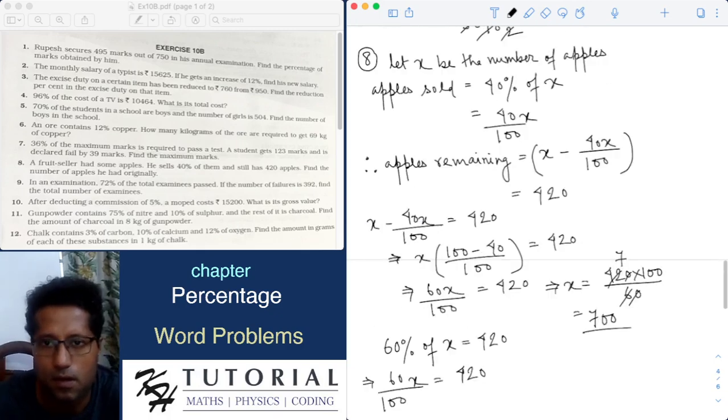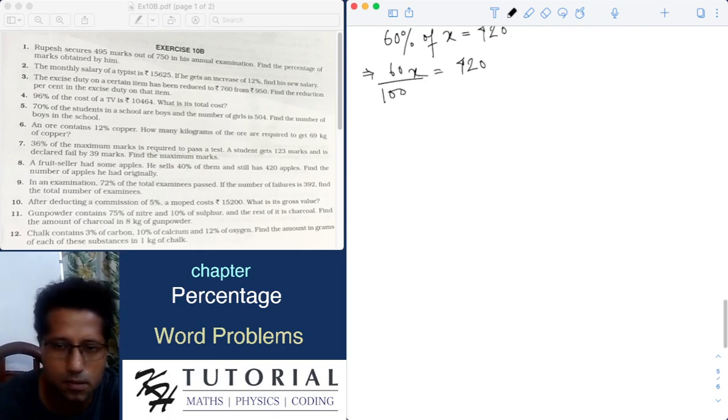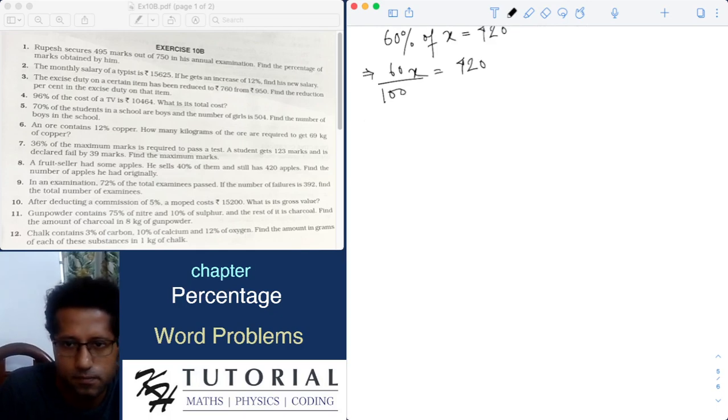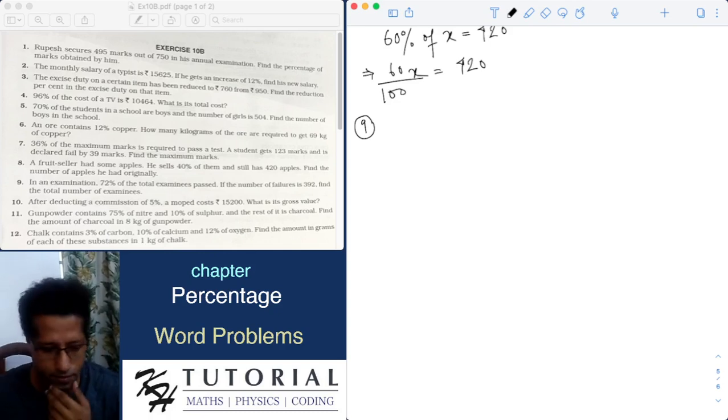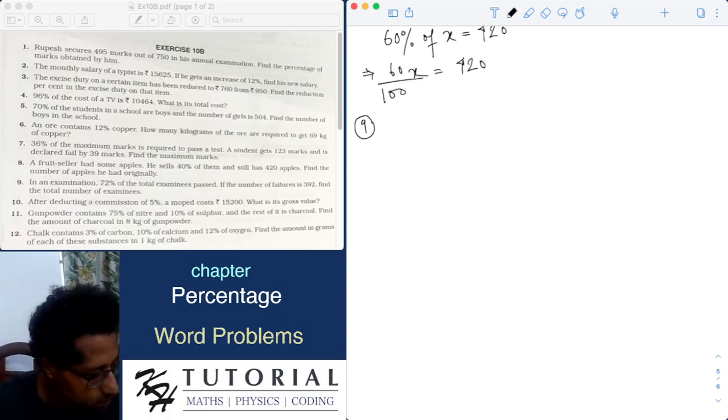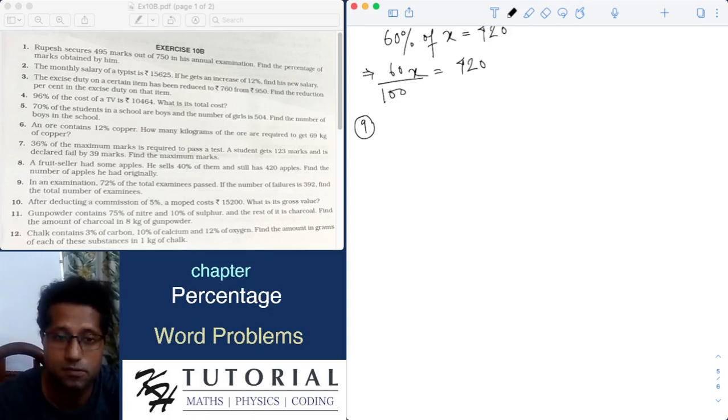Okay. Let's solve question number 9. There is always a very straightforward and easy way of solving a problem, and there is always at the same time a smart way of doing a problem. If your concept of percentages is very good, and if you have solved quite a bit of problems, then definitely you will be smart and you will solve the problem using the smarter approach.